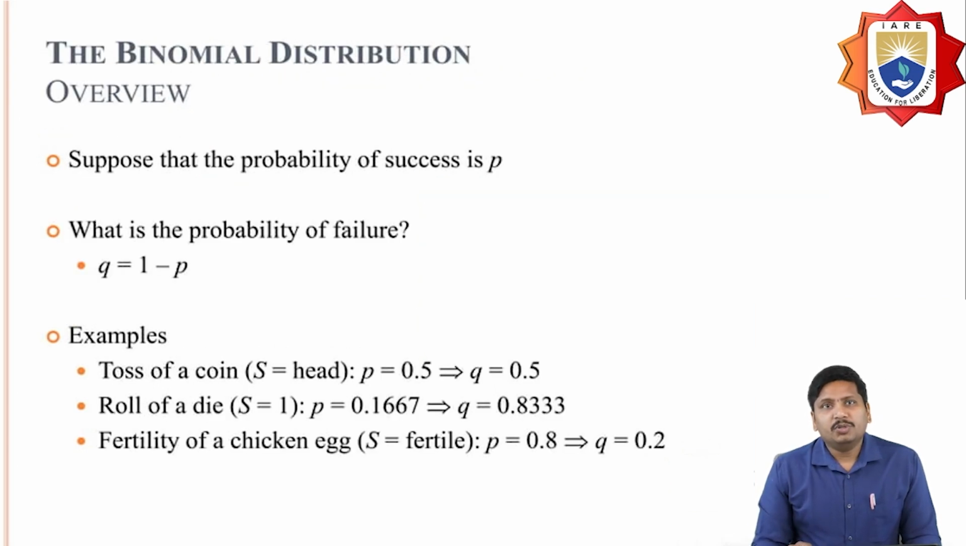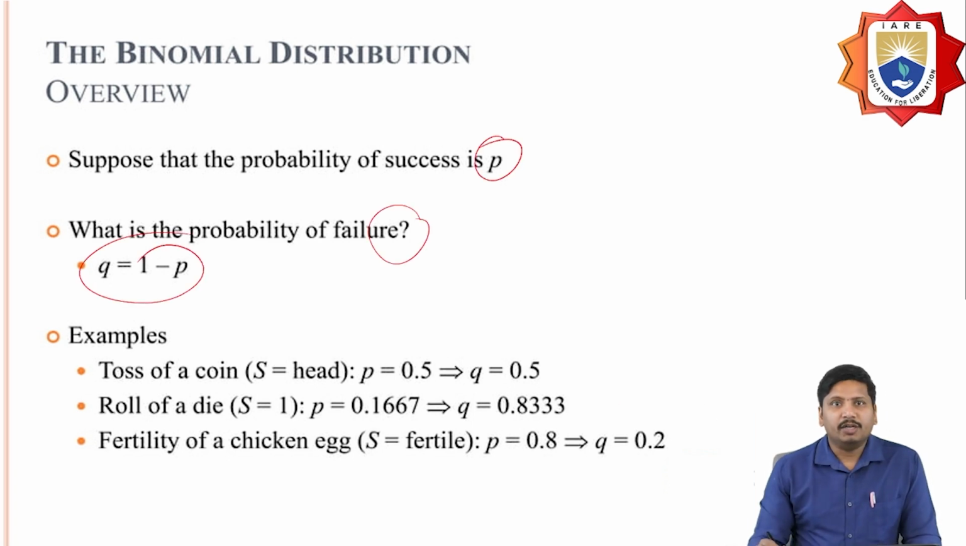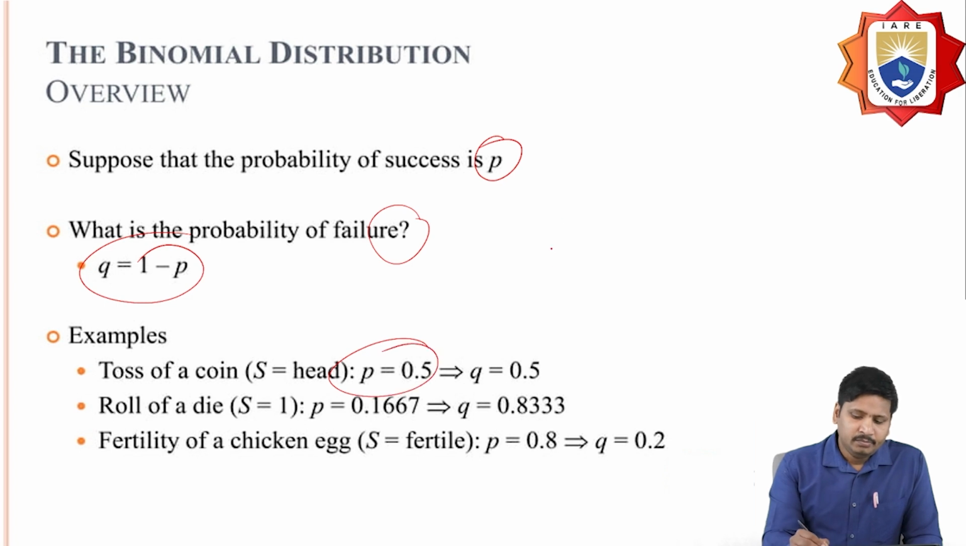In the binomial distribution, suppose the probability of success is p and the probability of failure is q equals 1 minus p. Suppose for tossing a coin, success is head. What is the probability of getting head? 1 by 2. The probability of failure is 1 minus p, which is 1 by 2, that is 0.5.